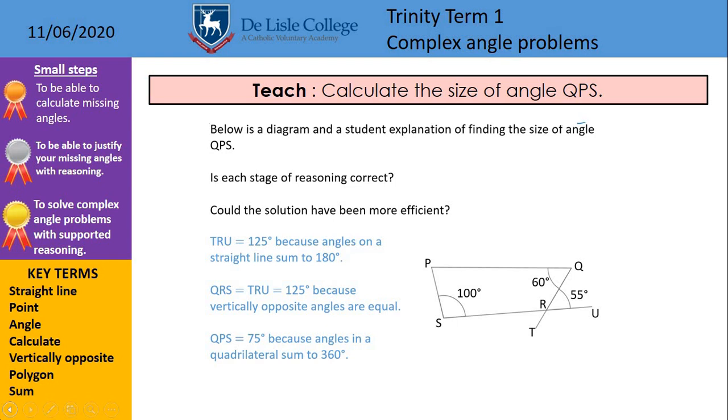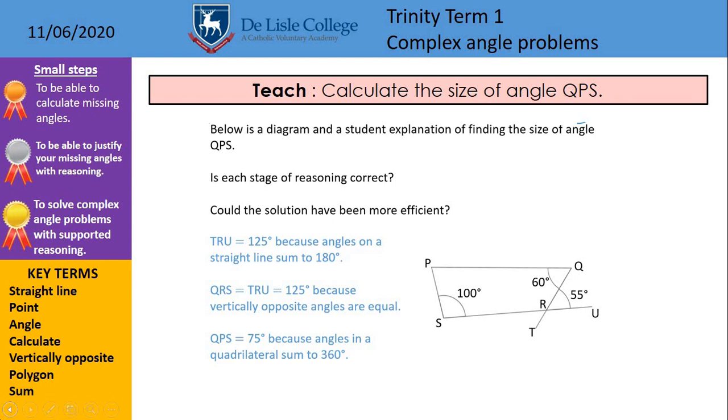Then we know angles in a quadrilateral must sum to 360, so 100 plus 60 plus 125 plus whatever QPS is, equals 360. Working backwards, you'll get QPS is 75 degrees. 75 degrees, so they are absolutely right.